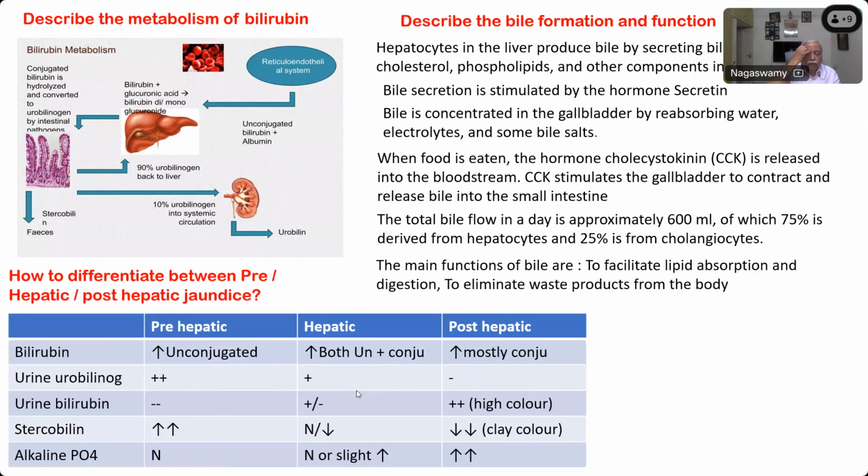What will be the prothrombin time value in these three conditions? Will it be affected in all three, or only in one particular condition? In the hepatic condition it increases. In hepatic and post-hepatic jaundice the prothrombin time will be altered, prolonged, whereas in pre-hepatic it will be normal. It is another way to distinguish between pre-hepatic and hepatic.